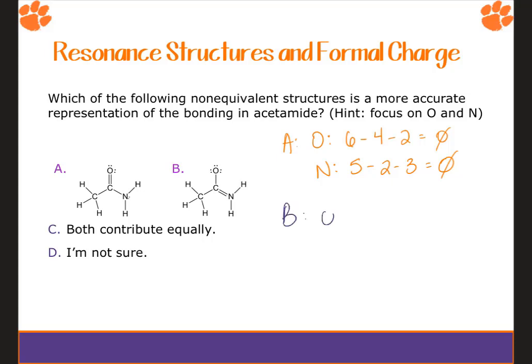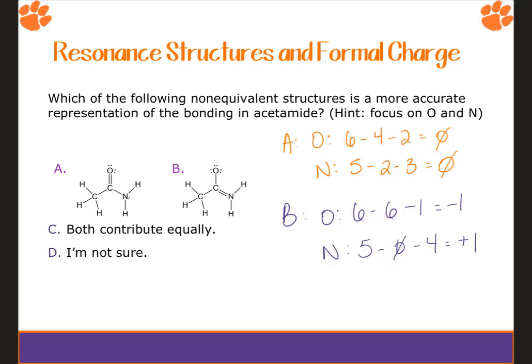So letter B, the oxygen, we have again 6 valence electrons, minus 6 lone pair electrons, minus 1 bond, giving minus 1 formal charge. Nitrogen, 5 valence electrons, minus no lone pairs, minus 4 bonds, and we get a plus 1 formal charge. Since these are neutral molecules, they're both going to add up to 0. If you can, go through and calculate the formal charges of each of the carbons and the hydrogens, and convince yourself they're 0 as well.